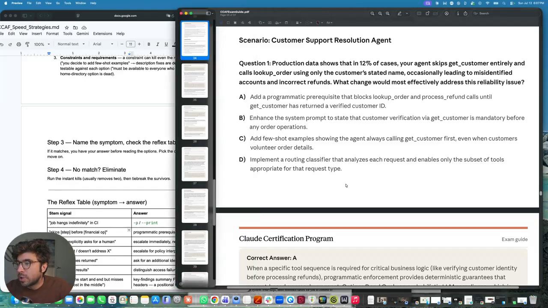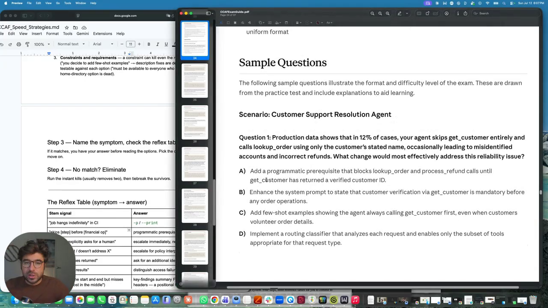So let us go ahead and look at our answer options. Answer option A: add a programmatic prerequisite that blocks lookup order and process refund until get customer has returned a verified customer ID. That answer sounds pretty great right off the bat because it uses the word programmatic prerequisite. Usually I think we could actually just pick that one and move on. But let's go ahead and see what else they've tried to sell me.